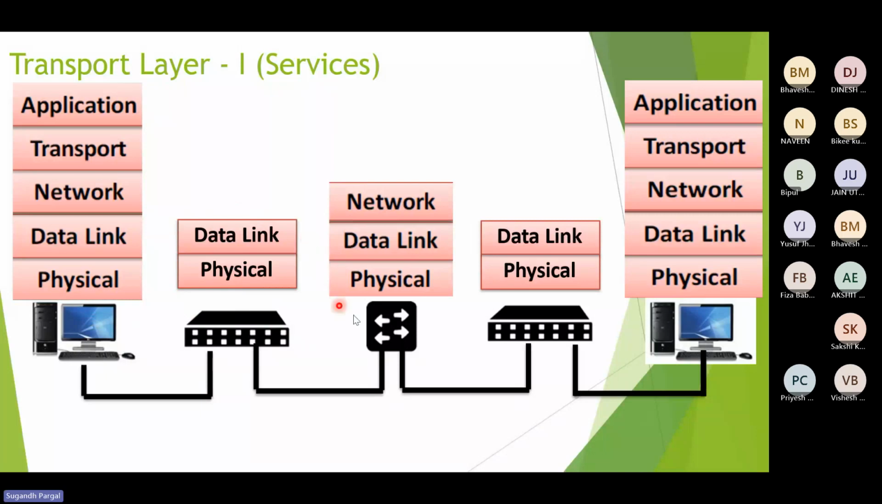Then we have the routers, which are called L3 switches, and here we have the physical layer, then the data link layer, and the network layer. So this is called the L3 switch. But the transport layer is only present at the end device. It is not present in the devices in between, and it works to maintain a connection between end-to-end devices.